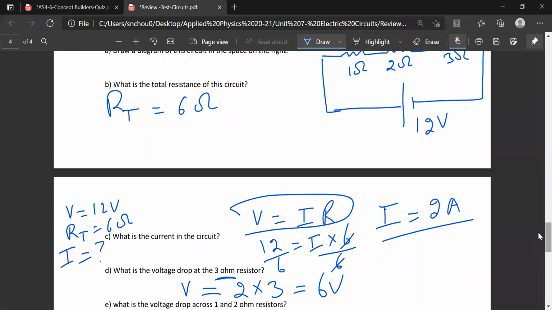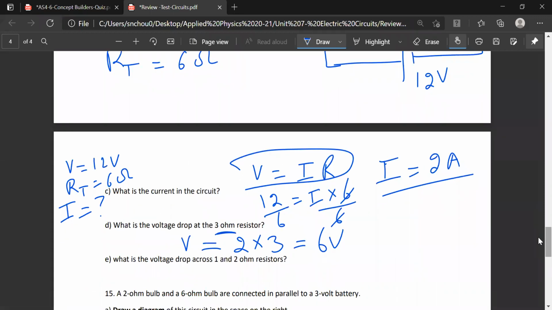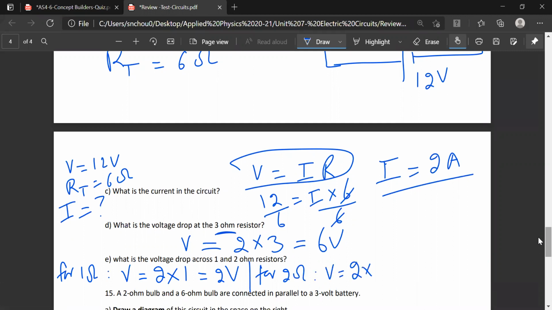What is the voltage drop across the 1 and 2 ohm? You can do a separate calculation. For the 1 ohm, it's going to be V equals the current through that, I, times its resistance, 2 volts. For the 2 ohm, V equals I, which is 2, times 2, or 4 volts. These should all add up to 12 if you did everything correctly. 6 plus 4 plus 2 is 12 indeed. So we didn't make a mistake. That's how you check.